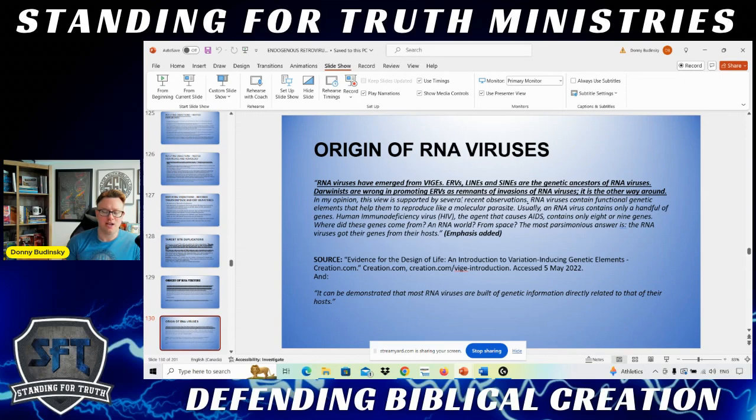Darwinists are wrong in promoting ERVs as remnants of invasions of RNA viruses. It is the other way around. I agree with that. They have it backwards. You have ERVs that were front loaded and created at the beginning. They were front loaded into living organisms, and they're functional in many ways. But after that, through a series of events, various processes, especially after the flood, you have the origin of harmful viruses.